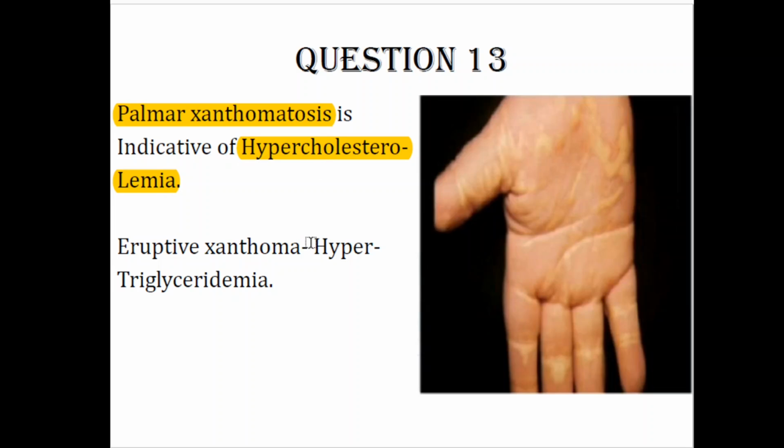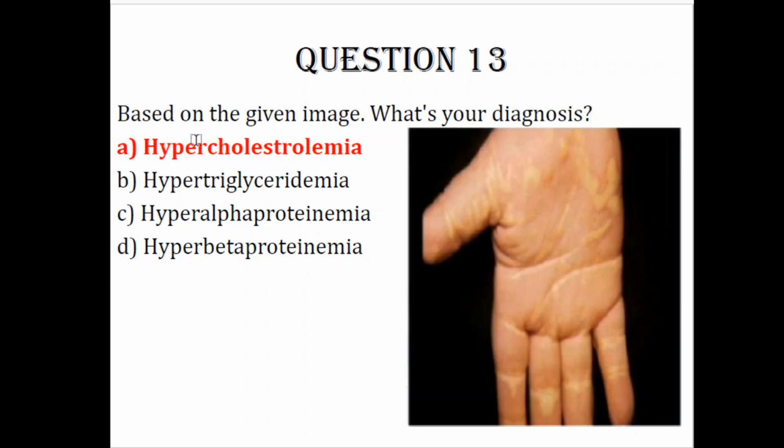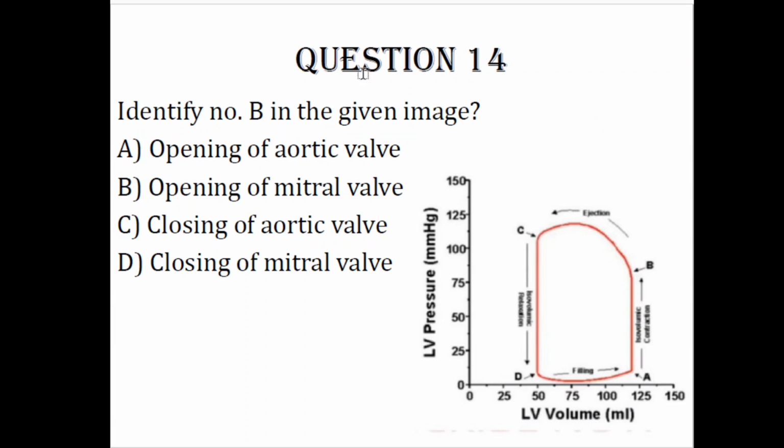And eruptive xanthoma is seen in hypertriglyceridemia. Eruptive xanthoma is more like a reddish lesion, with an erythematous base, more like red papules. The answer would be, this is palmar xanthomatosis, and the answer would be hypercholesterolemia. Question number 14. Identify the number B in the given image.